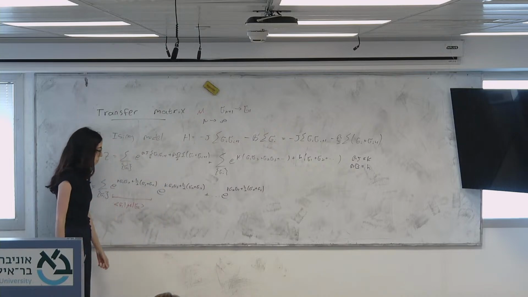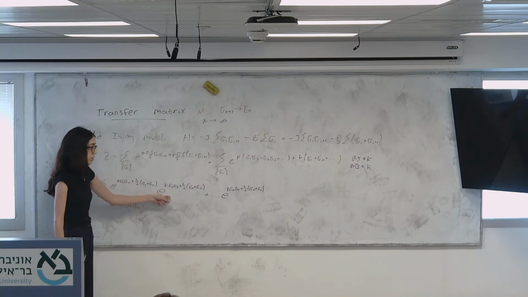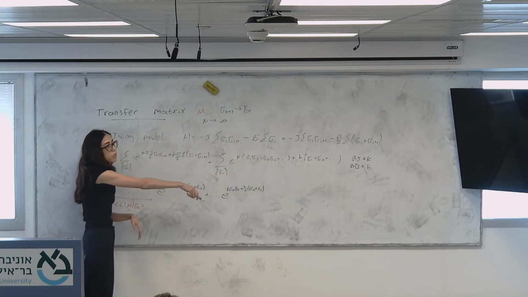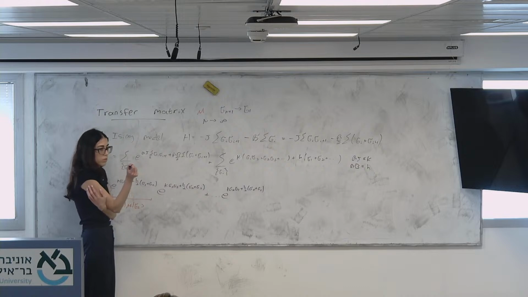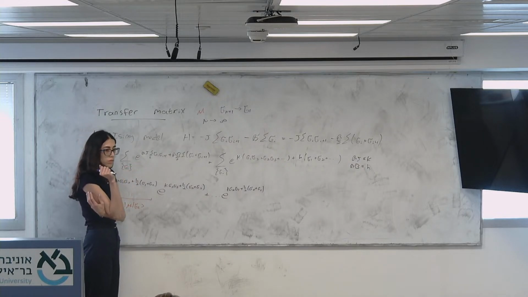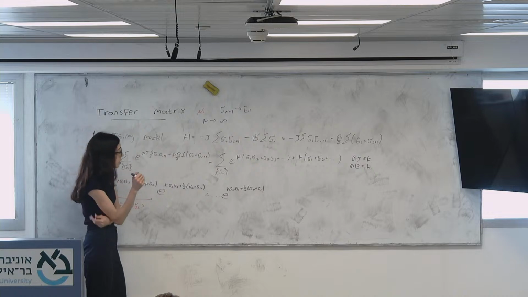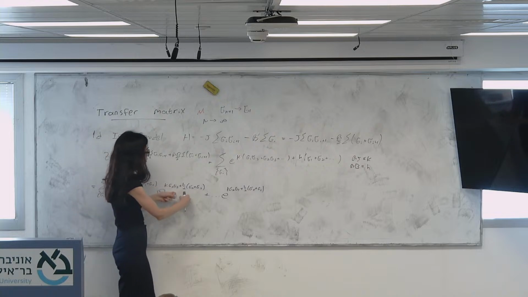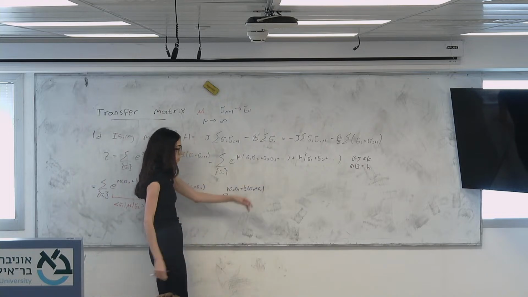Yes, because you have the exponent of a sum becoming a multiplication. So why does it continue as products? Yes, this is for sigma 1, sigma 2, sigma 2, sigma 3, sigma 3, sigma 4, until n.